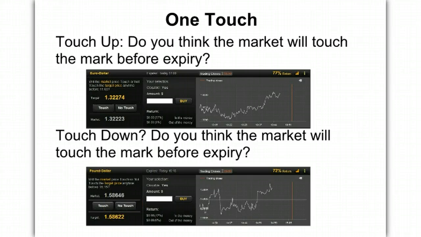One thing to keep in mind with the one touches that differ from the others: if it touches that target price, whether you selected touch or no touch, the trade ends right there and then. It does not go to expiry. Unlike the other ones, which only matter where the market is at expiry, this is at any point before expiry. So if it meets that target price, the trade ends right then and there. Just something to keep in mind.